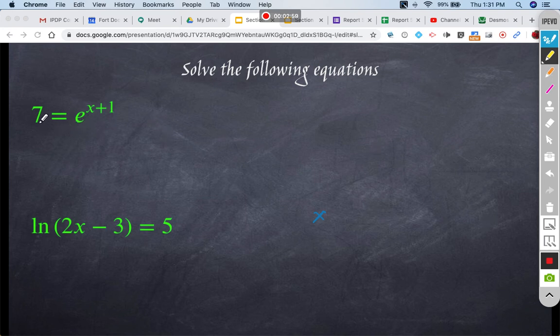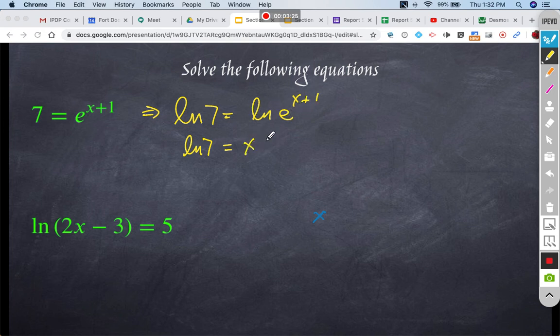Okay, what do I mean by that? Here I have e to a power. I'm going to use the inverse property, so I'm going to take the natural log of both sides. The natural log of 7 equals the natural log of e to the x plus 1. Well, the natural log of 7 is just a number. I can plug it in and get that if I really need it. But here, the natural log of e to the power cancel each other out, so we just get the power, x plus 1. So we're going to get x equals the natural log of 7 minus 1. And that's using that inverse property to do this.